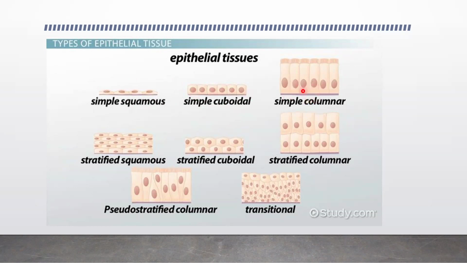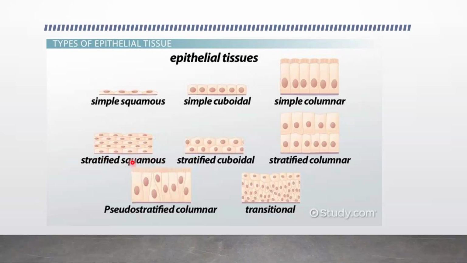Then you have simple columnar. This one will be found in the GIT majorly. Talking about the small intestine, the colon, the stomach, and the large intestine, they will have simple columnar, and even the gallbladder has simple columnar epithelium. The function is to allow absorption in the GIT, secretion in the GIT, and also both of them. So you can have absorption in the stomach, secretion in the gallbladder, and both absorption and secretion in the large intestine.